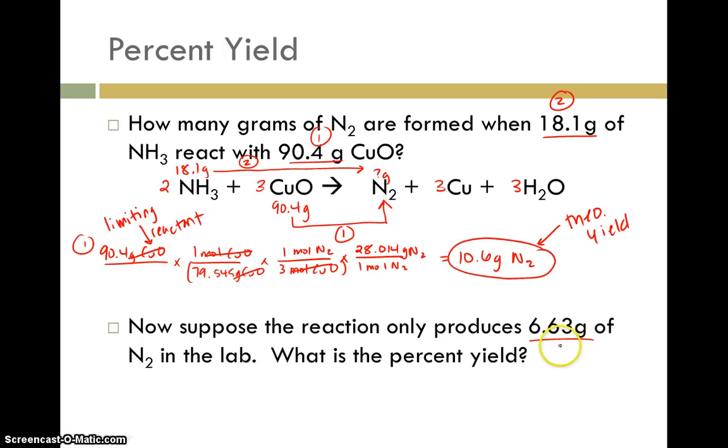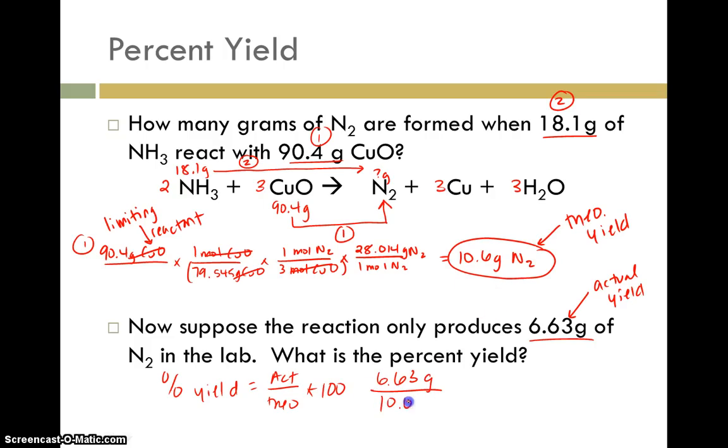Since this is the data that I actually got, this is my actual yield. So to calculate my percent yield, I do my actual over my theoretical and multiply by 100. So from my problem, my 6.63 is going to be my actual, my 10.6 is going to be my theoretical, and I'm going to multiply that by 100.